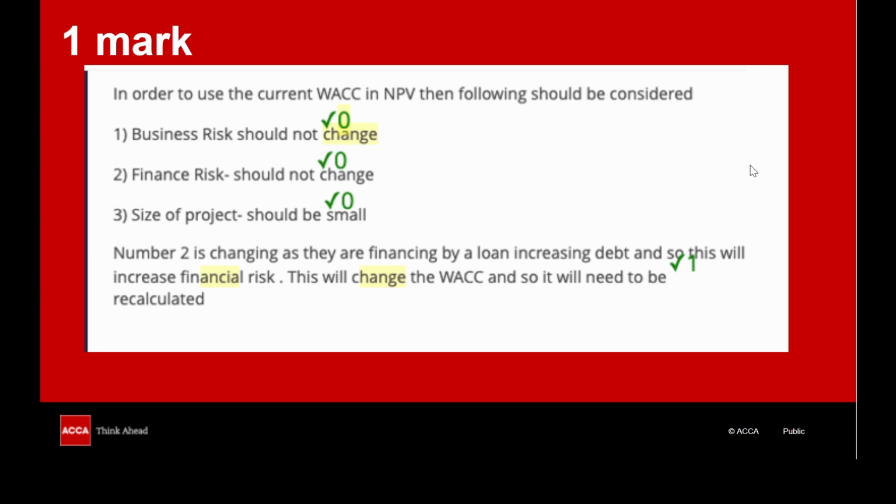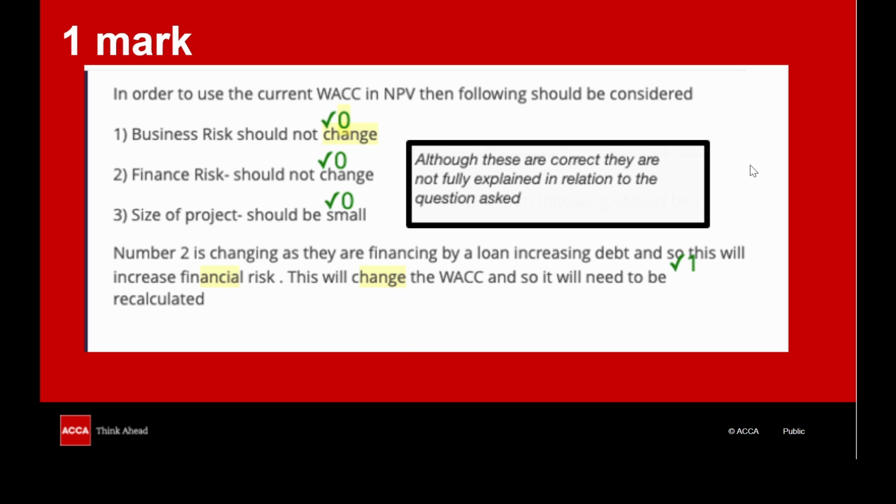I know it seems weird, but the little tick mark with a 0 means they're not getting any marks for that. And they're just getting 1 mark for that final sentence. And this is why. So these are correct, right? It is correct that business risk, finance risk, and the size of the project should not change, and it should be a small project. But they're not answering the question, are they? The question specifically asked about finance risk, and so these don't carry any marks.